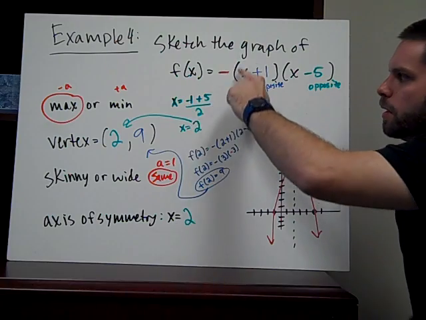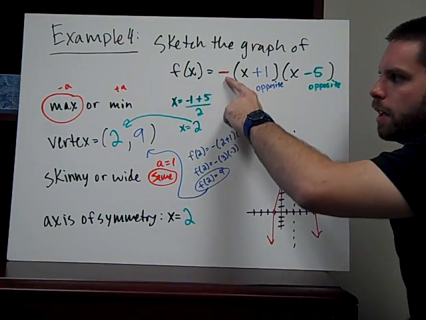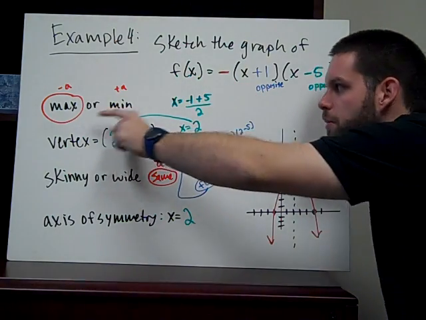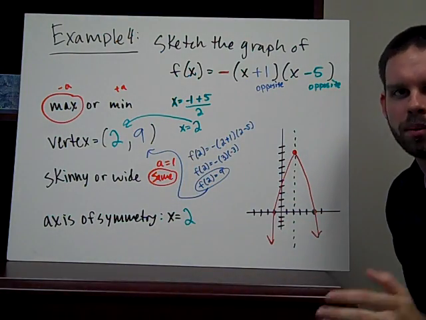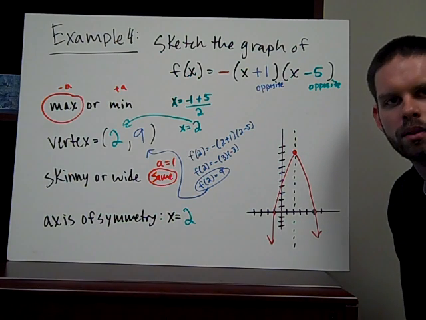Again, the number in front, the negative, tells us what the graph looks like. It's a negative number, so it's going to be a maximum, and it's a 1, so it's actually going to be the same as a parent function. It won't be skinnier or wider, and it will just be a normal width.